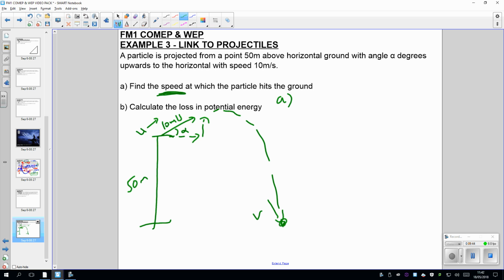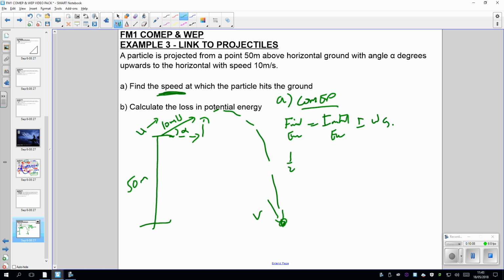That's what's so good about WEP and COMEP. Now, is this WEP or COMEP? This is COMEP, isn't it? Because there's no external force. It's just gravity and kinetic energy. There's no air resistance or anything like that. So COMEP, we know, is final EK equals initial EK plus or minus work done against gravity.